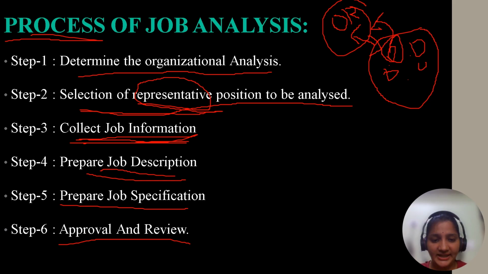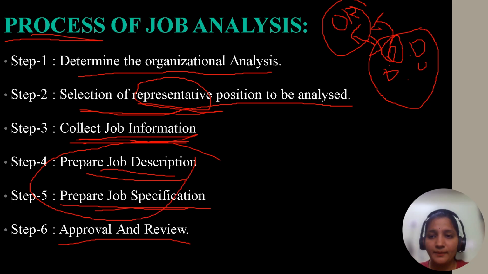Okay, next is prepare job specification. So we just learned about job description. What does it tell? It tells about what the job actually involves. Now job specification tells what kind of person is required to perform this job effectively, right? Which means it is also a kind of written document where it describes the qualification required to perform the job, their experience level, skills, knowledge, qualities, etc. So this is also mentioned in the job description document. It is also a written document. Job specification and job description are important written documents.